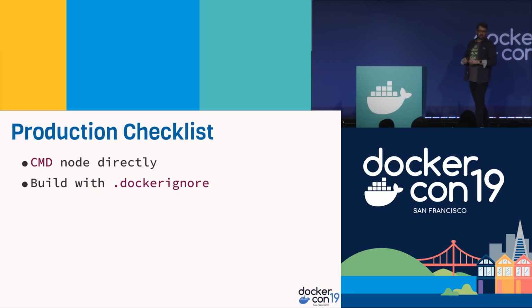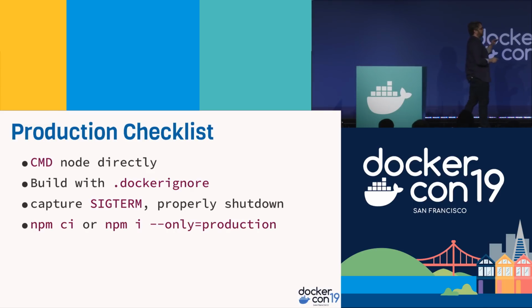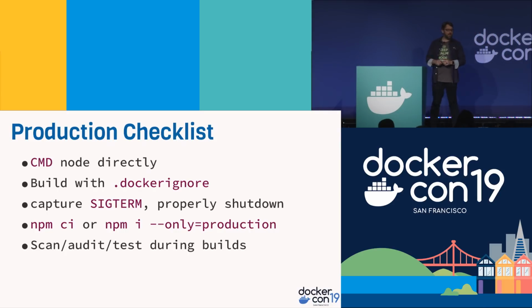All right. So the production checklist here is essentially doing the key things that are going to affect your startup and your shutdown of your apps, right? So we're making sure we're using Node directly as a CMD in our Dockerfile. We're making sure we add the Docker ignore so that we don't get the stuff we don't want. We're properly capturing the SIGTERM. We're throwing in the production npm option so we only get our production dependencies, not our dev dependencies.